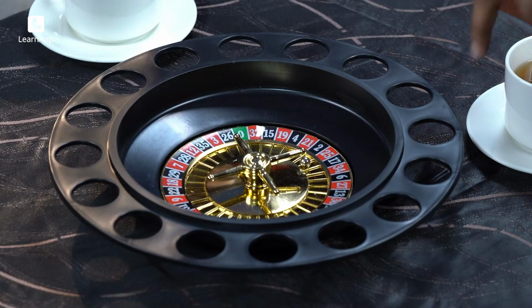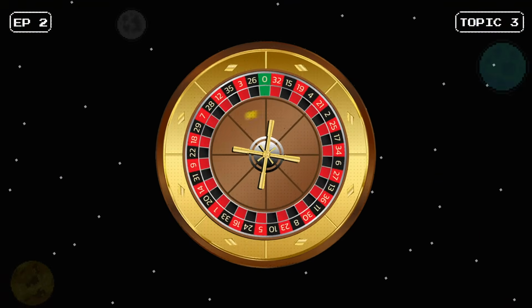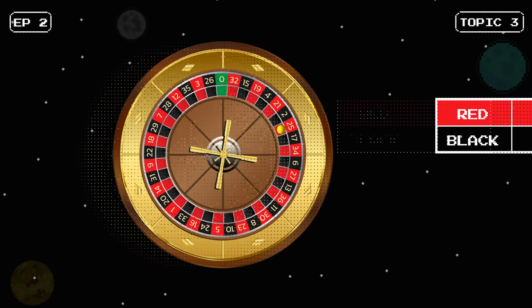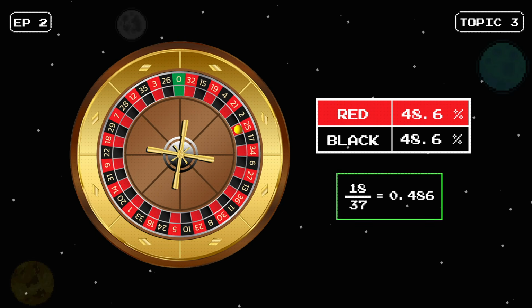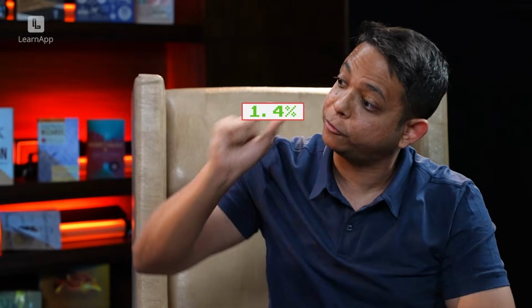Red. The interesting thing is, it's not only black or red here. You see, there's another color. There's a green. Now, just that one green changes the probability completely. It's no longer 50-50%. It's now 48.6%. So that difference is 1.4%. That 1.4% margin is how the casino is making money. That's their edge.